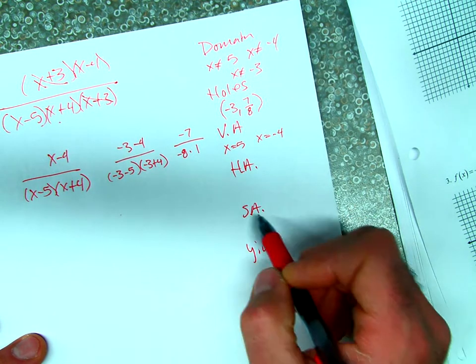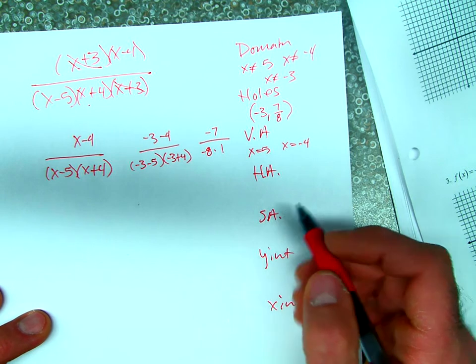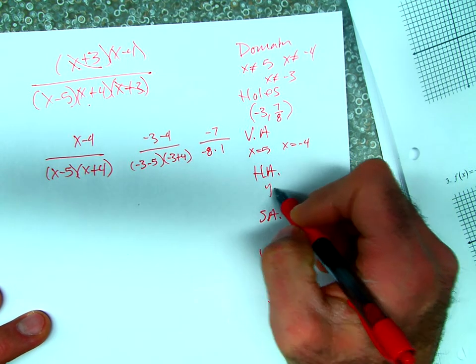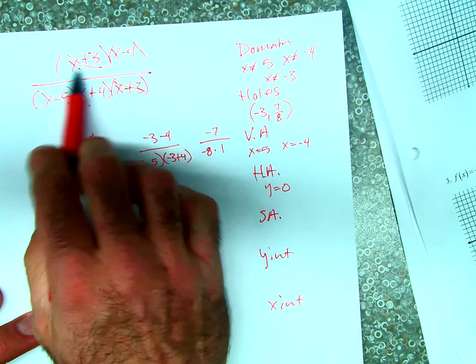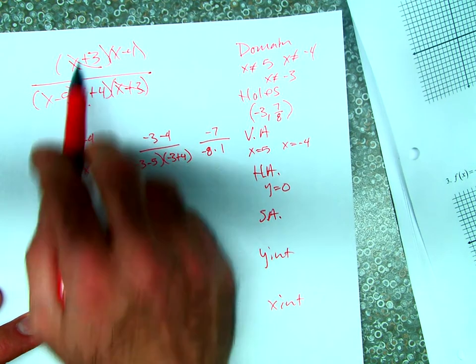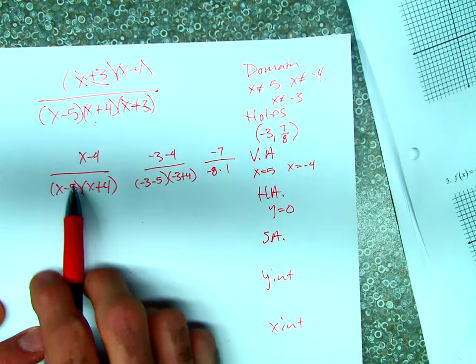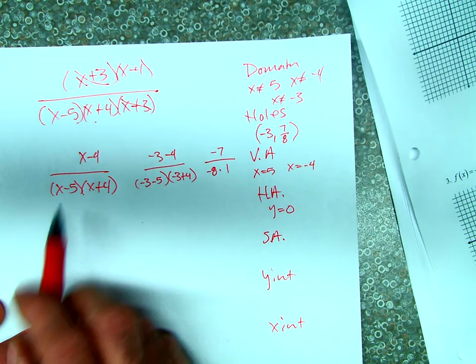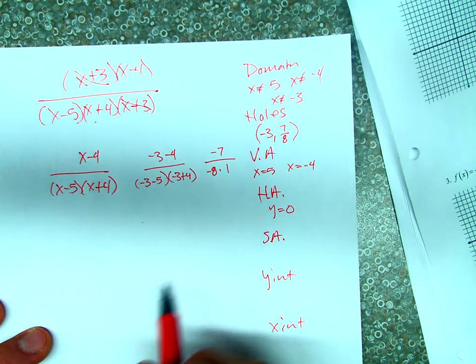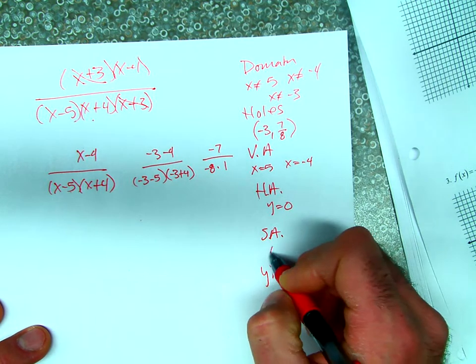Horizontal asymptote, or is it a slant asymptote? Which case is it? What's the degree of the numerator? 1. You can look at it as 1, or you can look at it as 2 over 3, or 1 over 2. Either way, it's little over big, so it's y equals 0. Is there a slant asymptote?